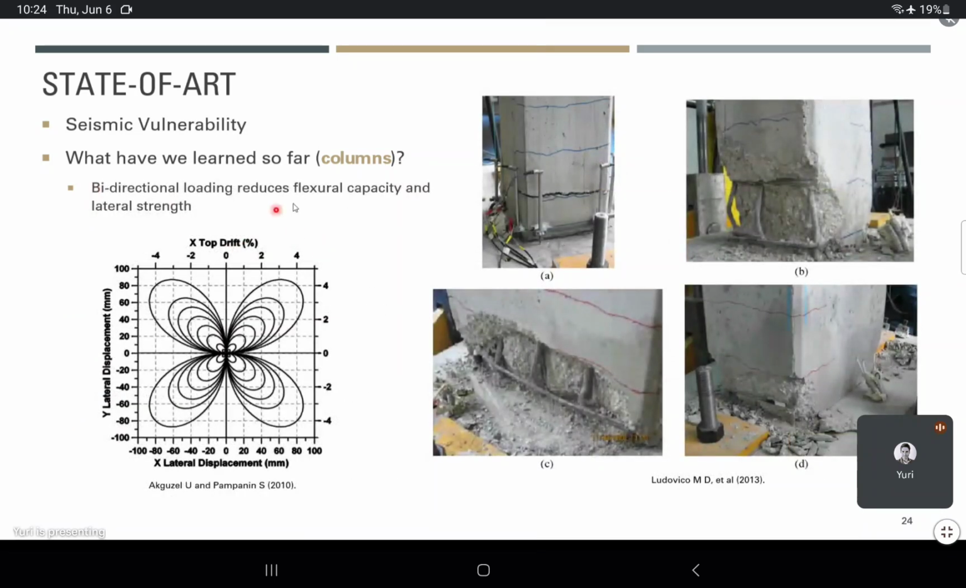Also, bidirectional loading can affect flexural capacity more than regular unidirectional loading. And these are what we expect in the lab when we assess these types of elements: very spaced, wide cracks, bar buckling, and concrete spall out.